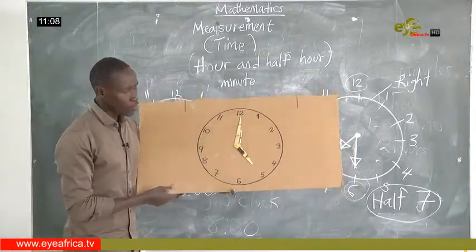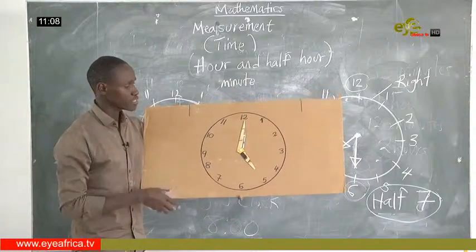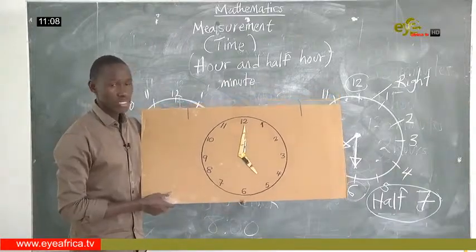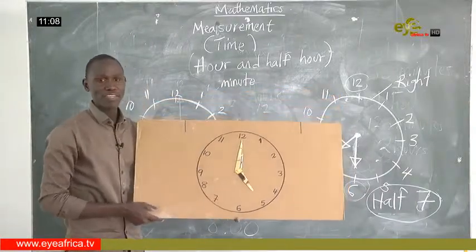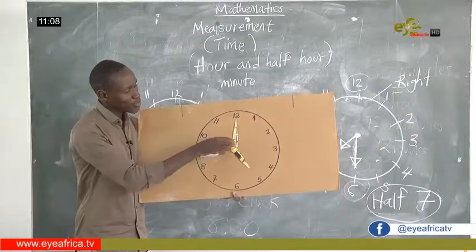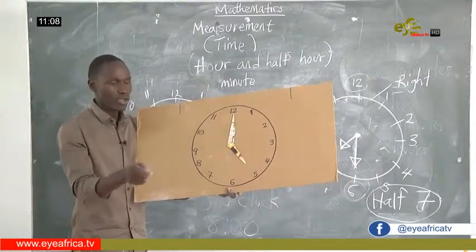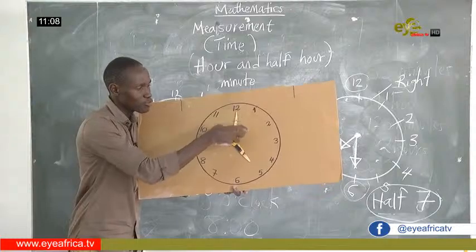If you look at the second clock that we have, it is asking for what? 12 o'clock. Like I told you, whenever we say 12 o'clock, the minute hand should face at 12.